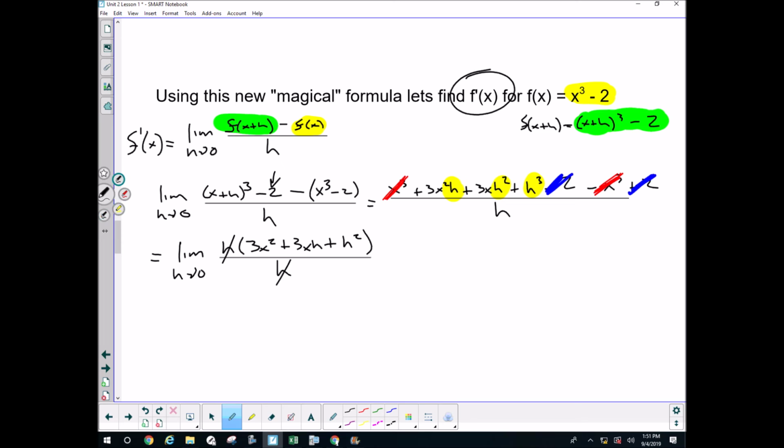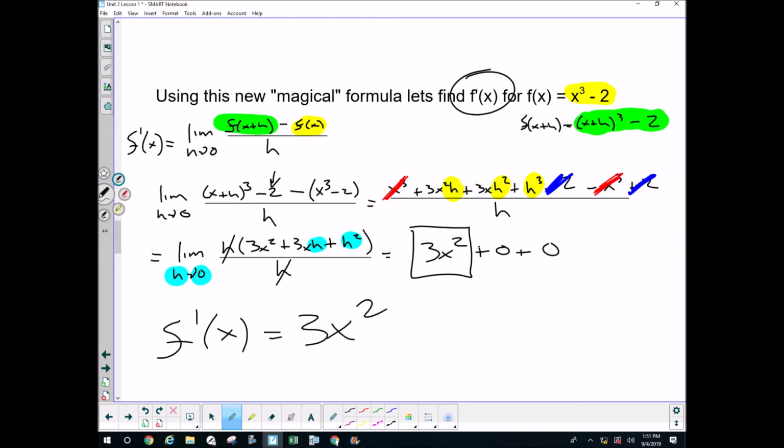Okay, these h's can cancel. Kind of creates this f star. Now, the last thing to do with f star is to take 0 and plug it in for h. So plug it in here and plug it in here, and I would get 3x squared plus 0 plus 0. My friends, I have developed, using this magical formula, the equation for the parabola that we sketched.